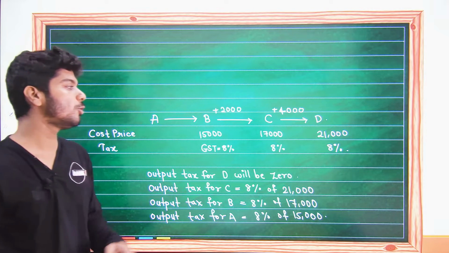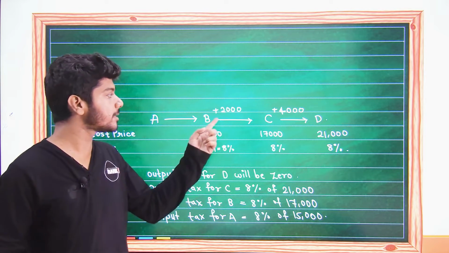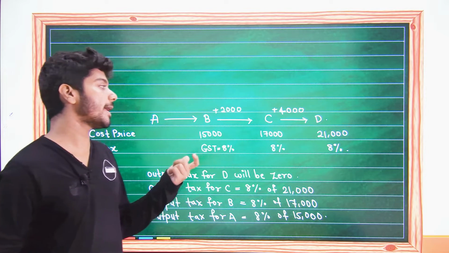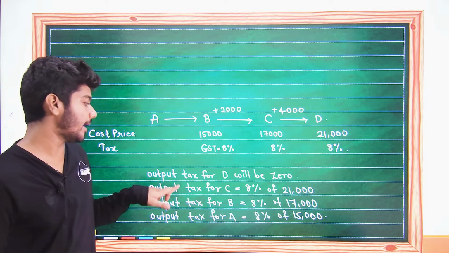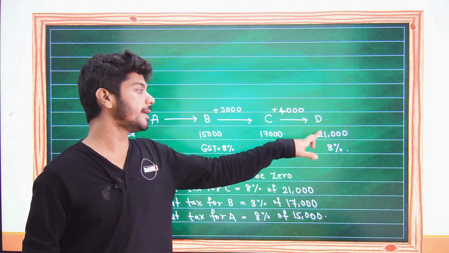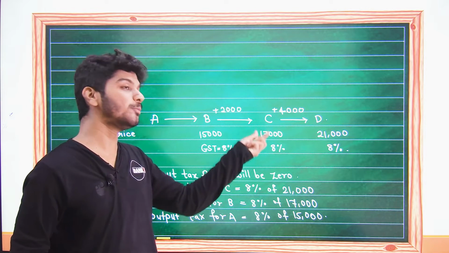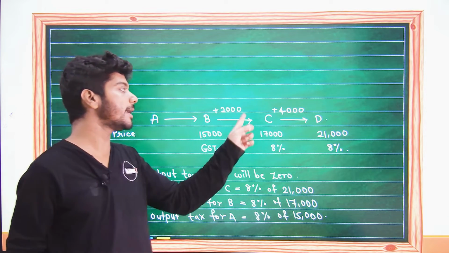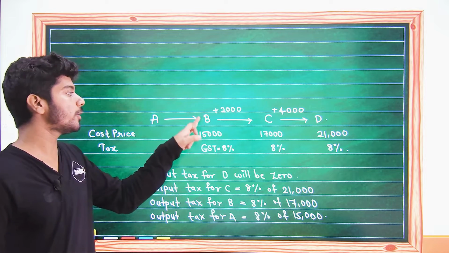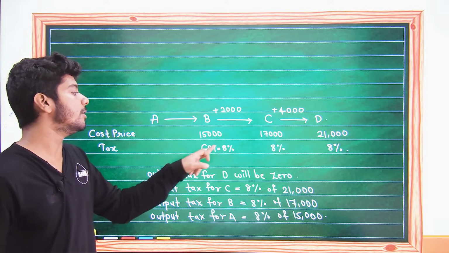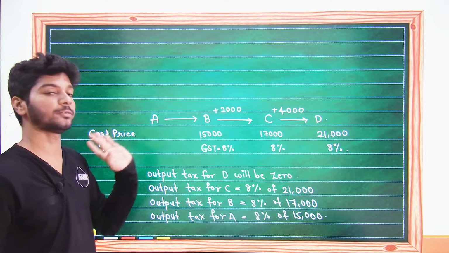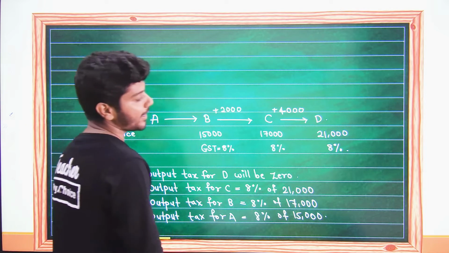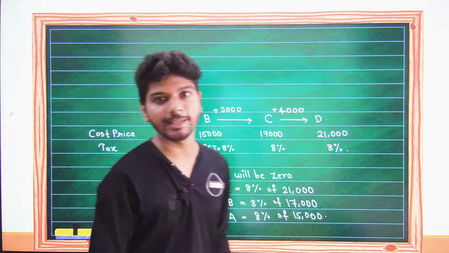So this is how you calculate output tax, right? Suppose I want to calculate input tax. Suppose I have already calculated output tax for C, which is 8%. If I want to calculate input tax, I will write 8% of 17,000 as my input tax for C. For B, it will be 8% of 15,000. So this is how you go ahead in the chain. I hope this chain mechanism is clear.